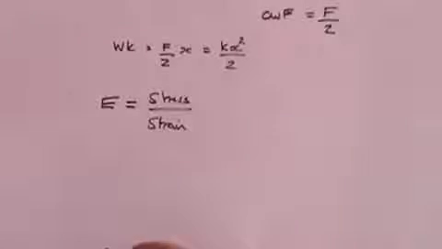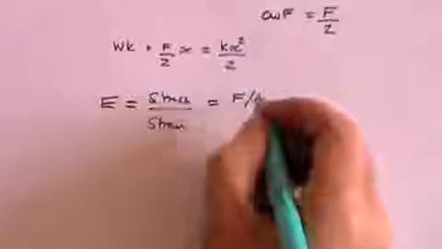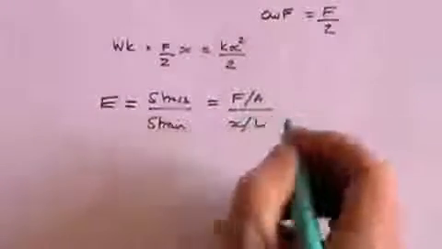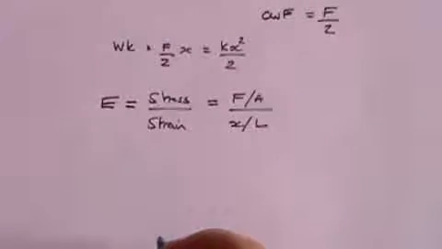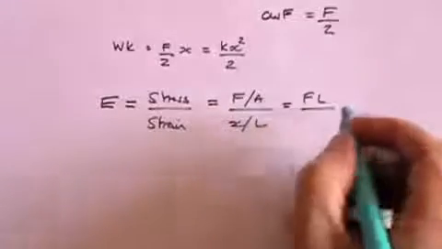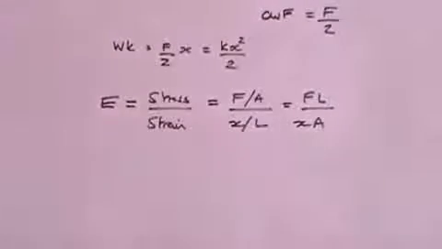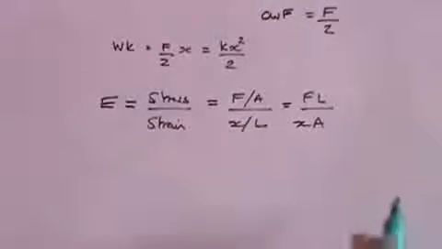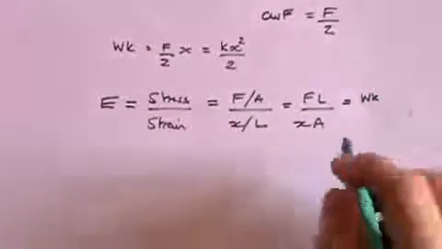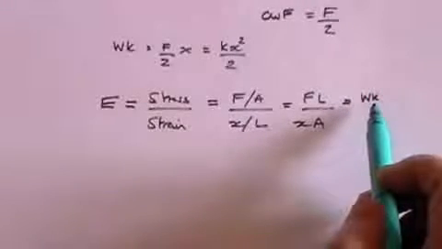Stress over strain. Stress, or tensile stress, you'll remember, is force over area. Strain is the extension divided by the original length. And if you work that out, that becomes force times length divided by extension times area. And you might also note that force times length is a measure of work done. Force going through a particular distance is a measure of the work or the energy.